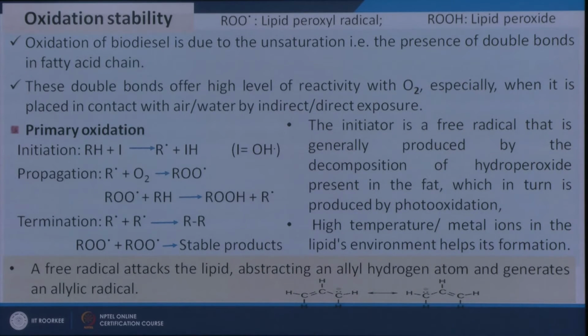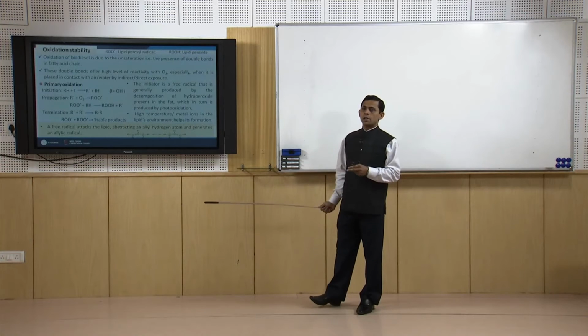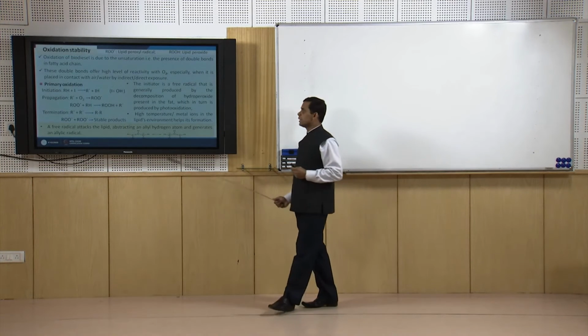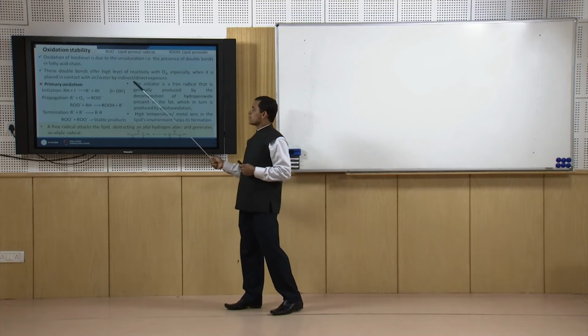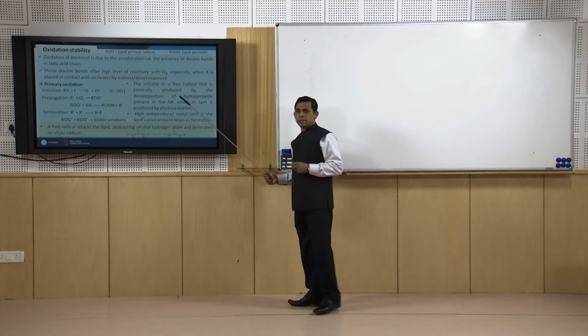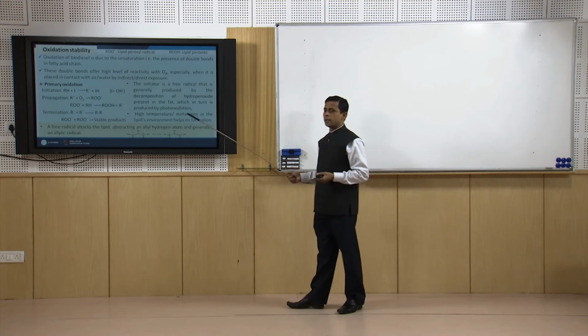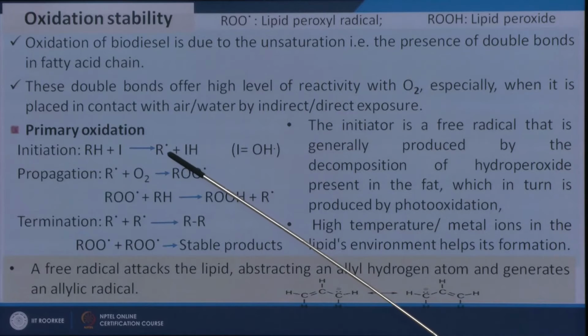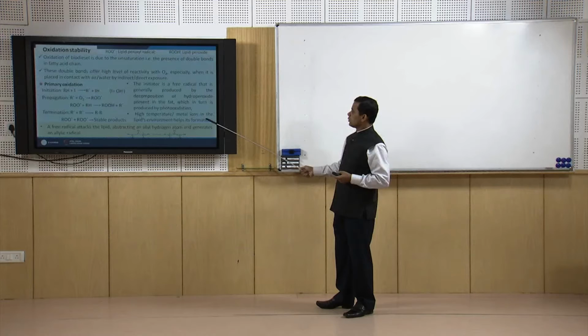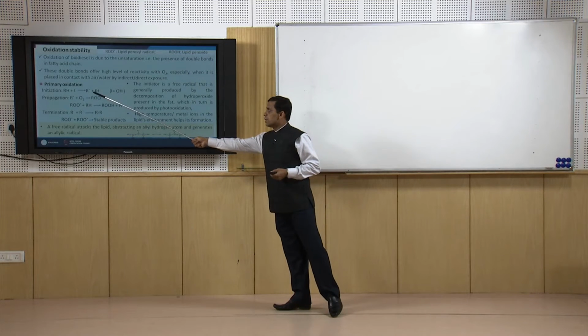These types of reactions take place when oxygen is present, basically when the biodiesel is exposed to moisture, water and oxygen. And this radical formation is favored at high temperature, and if metal contamination is there, the formation of radicals is favored.